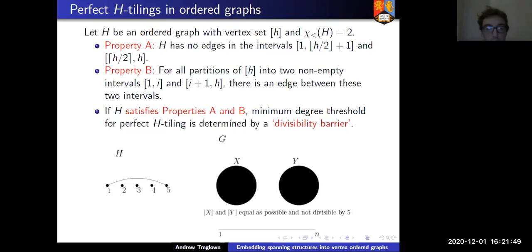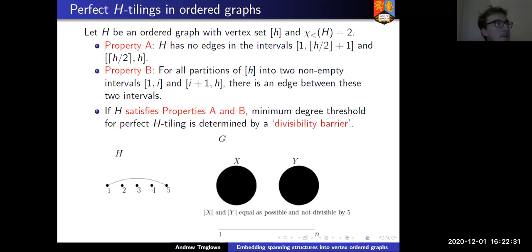Well, even though H is far from being a connected structure, it behaves a bit like a connected structure, in the sense that every copy of H either lies entirely in X or entirely in Y. Because as soon as you embed the edge 1, 5, that has to lie either entirely in X or entirely in Y. Everything in between has to lie in the same class. So this is where the ordering really comes in now. Every copy of H either lies entirely in X or entirely in Y. And so then again, because these classes have some divisibility problem, they're not divisible by 5, we can't cover every single vertex in X and Y.